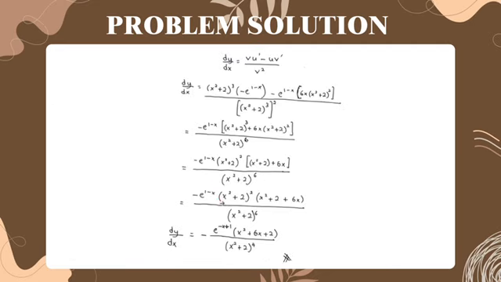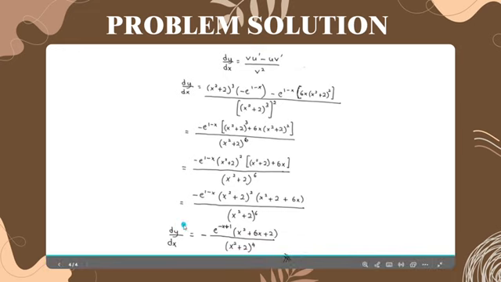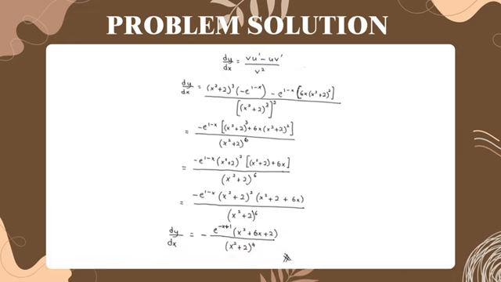Then I plug in everything to the quotient rule: bottom times derivative of top minus top times derivative of bottom, all over bottom squared. After that, I just do a bit of factorization and simplification. So the final answer is a simplified fraction with -e to the power of -x plus 1 in the numerator and the denominator to the power of 4.